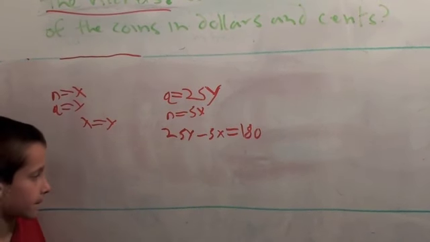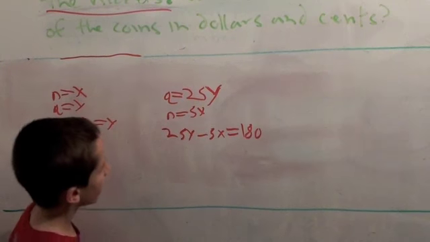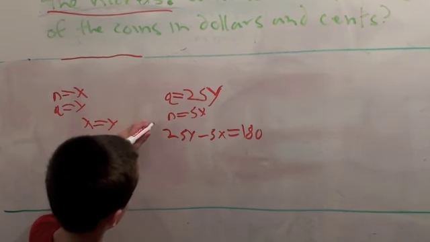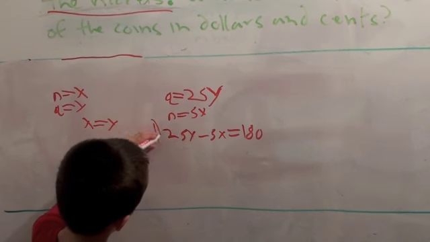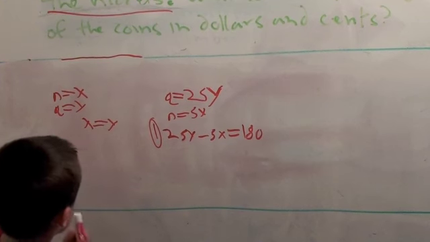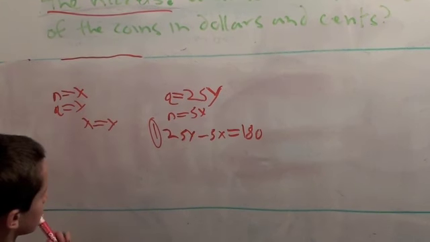Okay, so now you have two equations. What's the first equation? First equation is this one. Okay, write a 1 next to it. Okay, what's the second equation that you have? x equals y. Okay, write a 2 next to that.